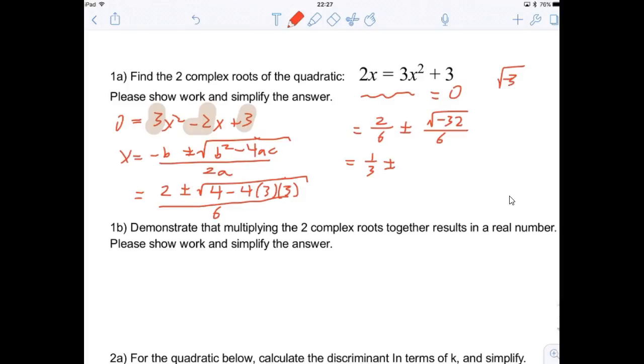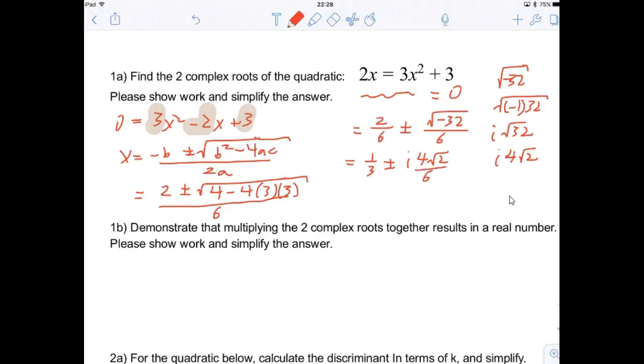and remember I can break up the square root of negative 32. I can break that up into the square root of negative 1 and 32. So that would be i times the square root of 32, right? I could also write i and then put 4 square root of 2, because the square root of 32 could be simplified to 4 square root of 2. So I'm going to do that. 4 square root of 2 divided by 6.